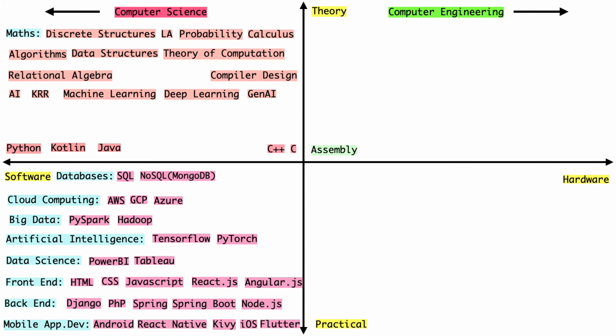And mobile app development can be done using Android or the cross-platform development technologies like React Native and Flutter, a Python-based framework like Eve, and iOS apps. So these are more practical and software-oriented courses which we study as part of computer science.